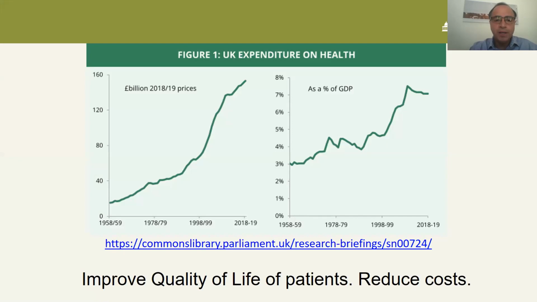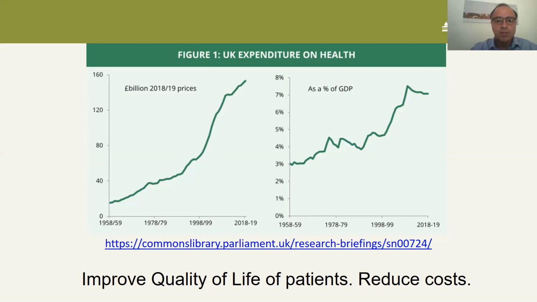If you look at these graphs, which show the UK expenditure on health, on the left is in billions of pounds, and this amount has increased steadily over the years. And on the right is the graph which shows the healthcare expenditure as a percentage of GDP, which also has an onwards increasing trend. And this is before the current situation related to Corona emerged.